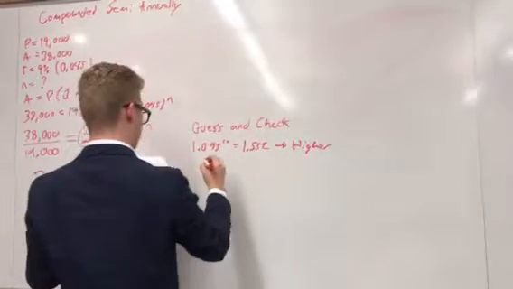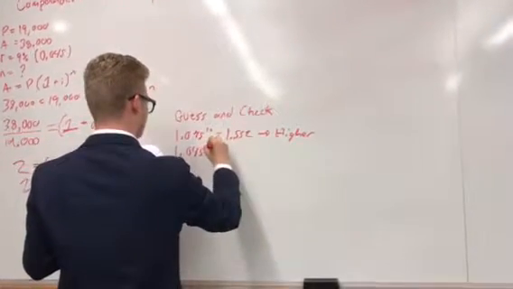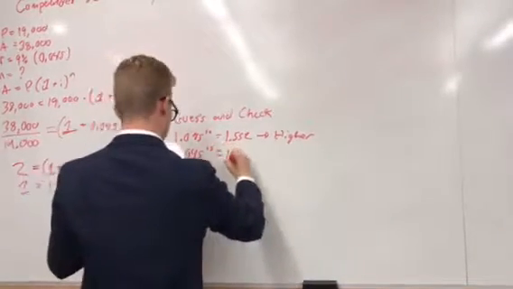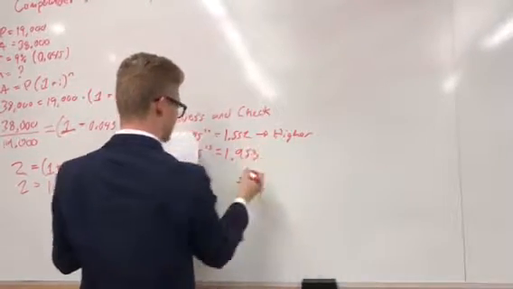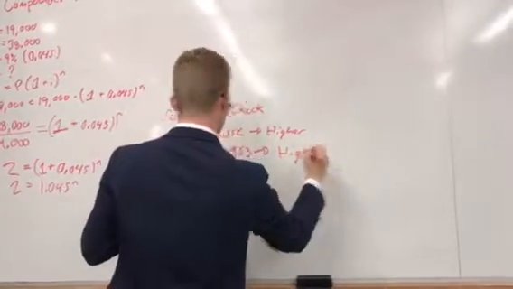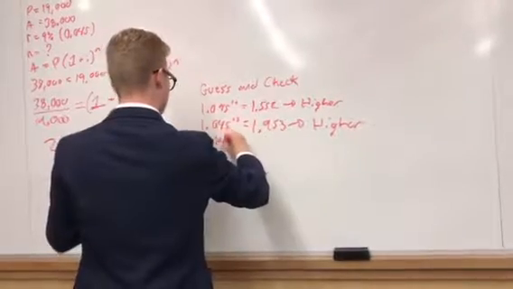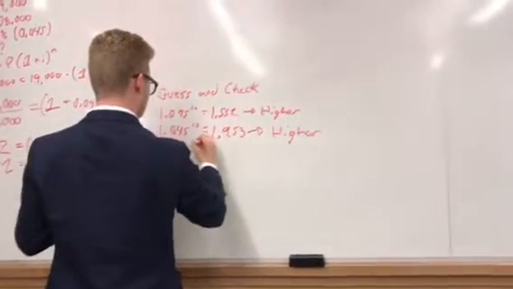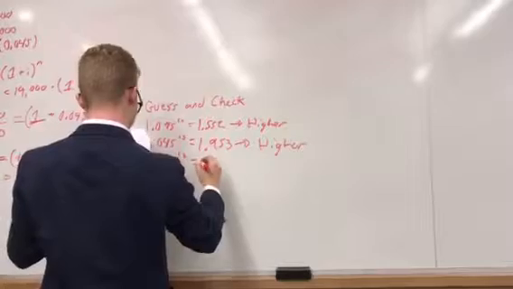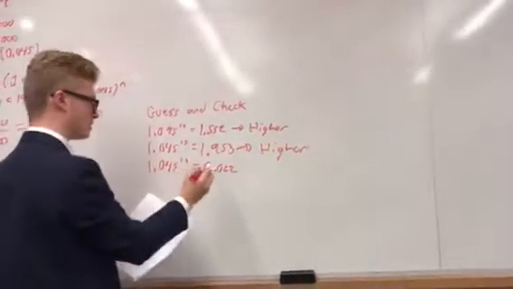So the next one will go to the power of 15. 1.045 to the power of 15 equals 1.953. That's still not there, so we need to go even higher. The next one we'll go to is 16, right above it. So 1.045 to the power of 16 equals 2.022. And as you can see, that's the closest to 2.